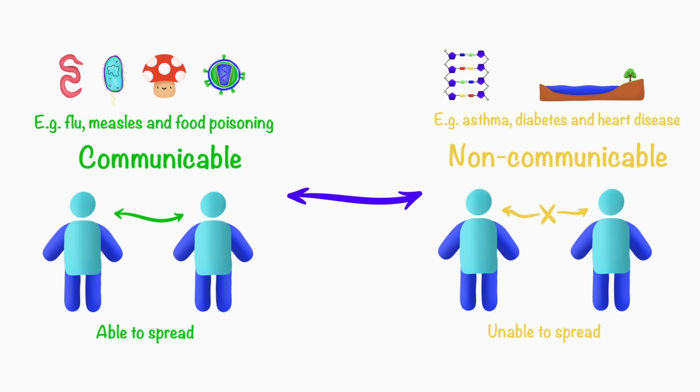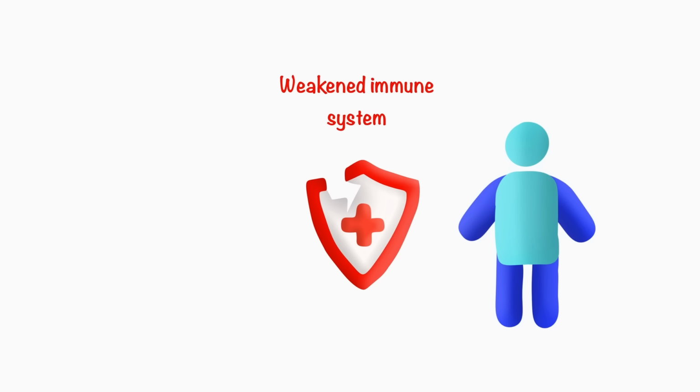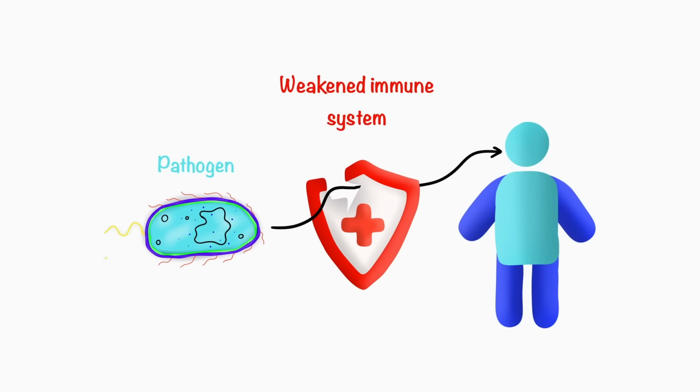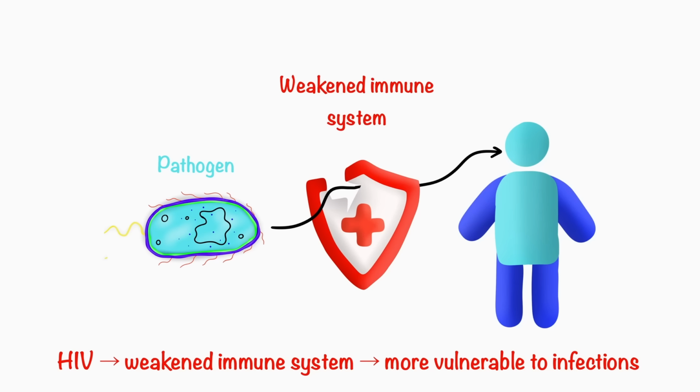Now, here's something really important to understand: different types of diseases can interact with each other in ways that make your health worse. Let's look at four key ways this can happen. First, if your immune system isn't working properly, a non communicable issue, then you're more likely to catch infectious or communicable diseases. Your immune system is like your body's defense team. If it's weakened, pathogens can invade more easily. For example, someone with HIV has a weakened immune system, making them more vulnerable to infections.